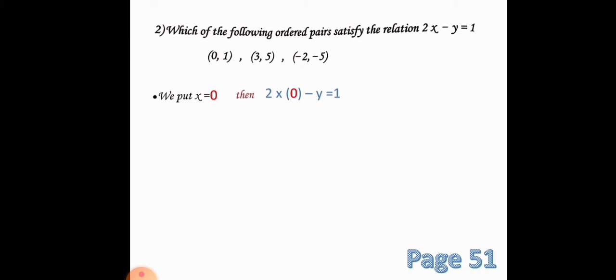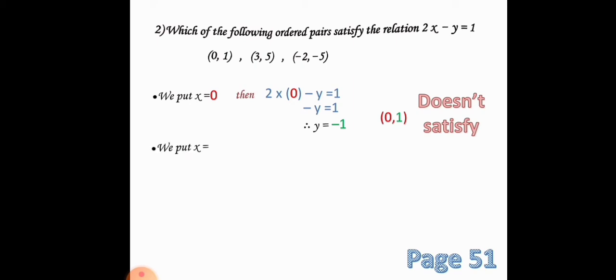So 2 multiplied by 0 here is 0, which means that negative y equals 1. And then we say that y is equal to negative 1 by multiplying both sides by negative 1. So now the ordered pair, as you can see, should be 0 and negative 1, not 0 and 1, which means that the point 0 and 1 doesn't satisfy the relation, because the value of y became negative 1 when we substituted with 0, not 1. So this point doesn't satisfy the relation.